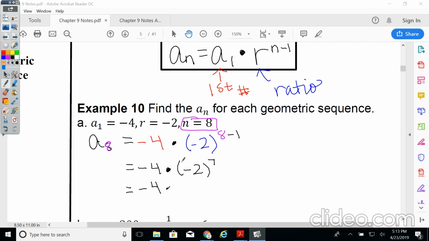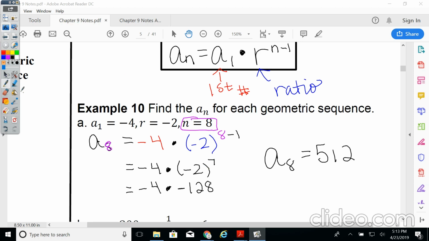So if I type in the -2 to the 7th with parentheses, I get -128. And then multiplying -128 and -4, I get that a sub 8 is 512. So again, this is the important part for the negatives. In order for it to alternate between positives and negatives, you have to have the parentheses around it. Otherwise, it's not raising the negative to the exponent.